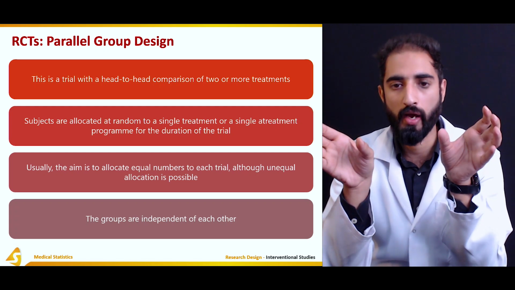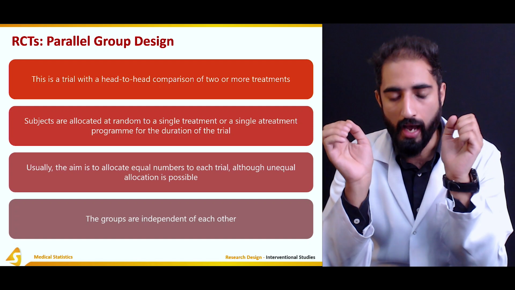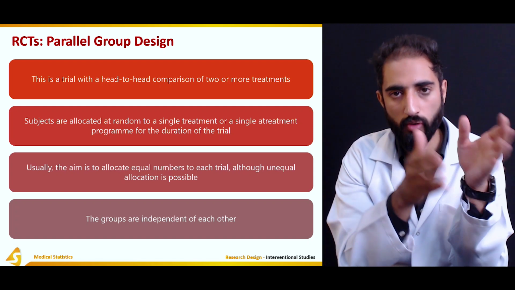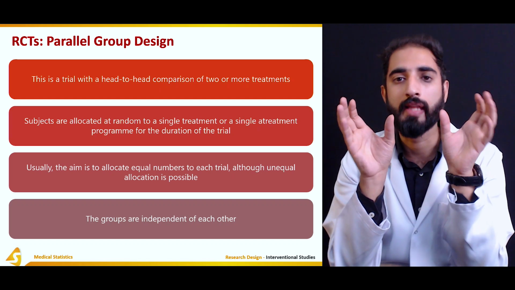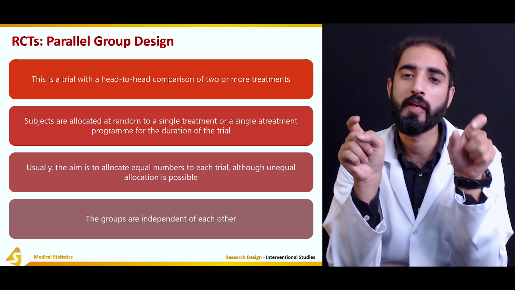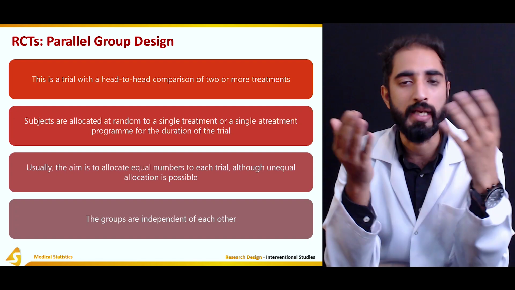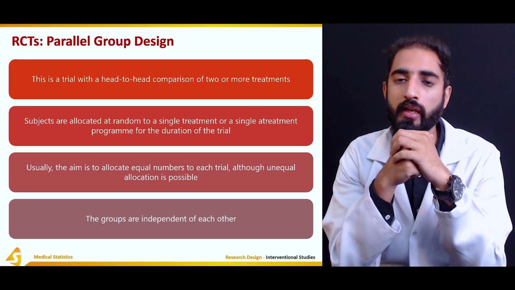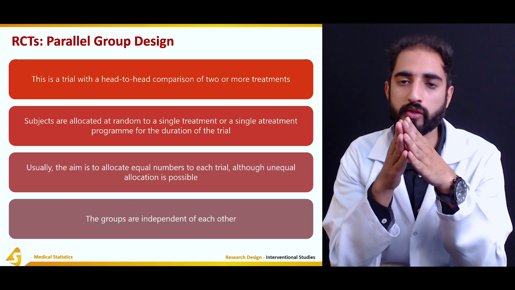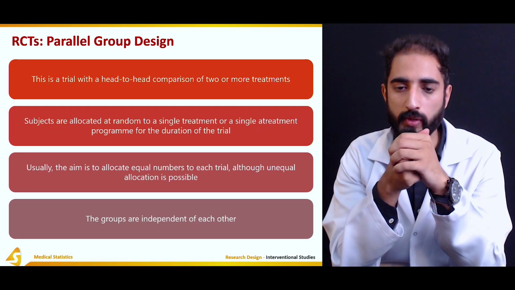So that is a parallel group design. So I put one patient in the control group and I put one patient in the interventional or experimental group, and that patient stays in that group and receives that same treatment for the complete length of the study. And at follow-up I take the outcome measurements of those participants.